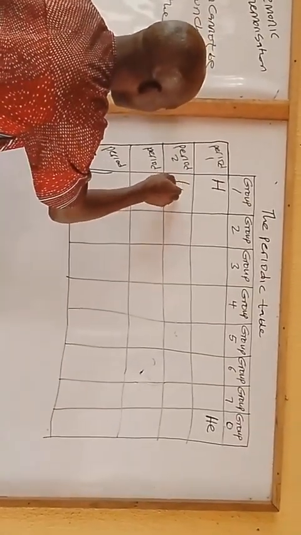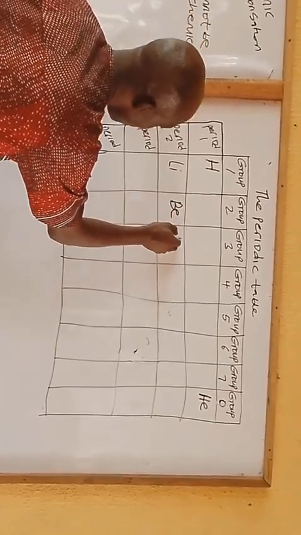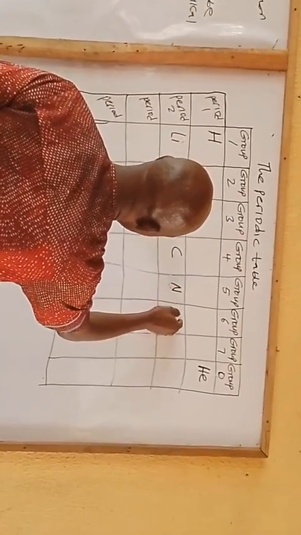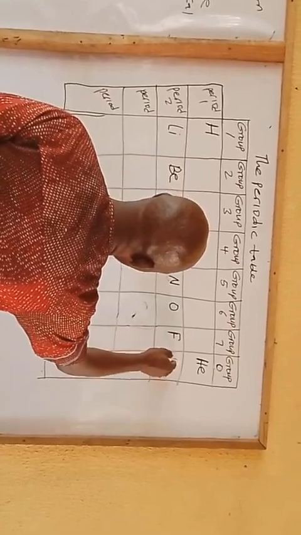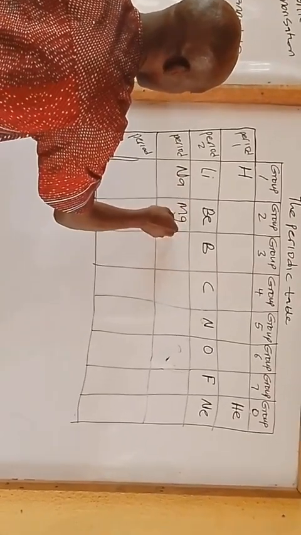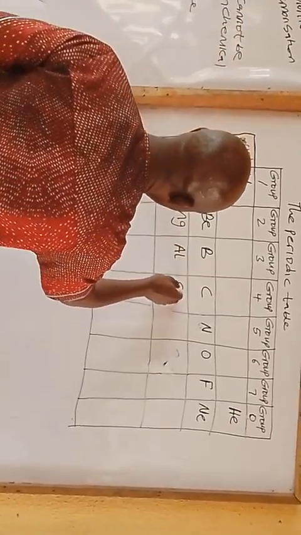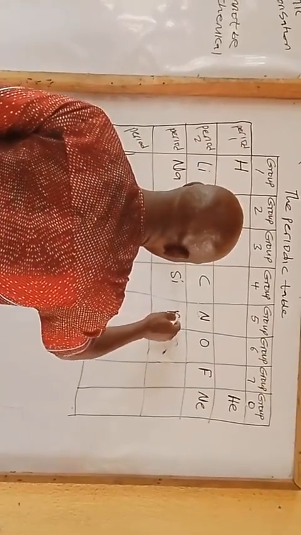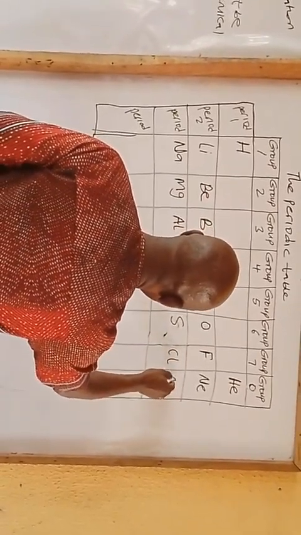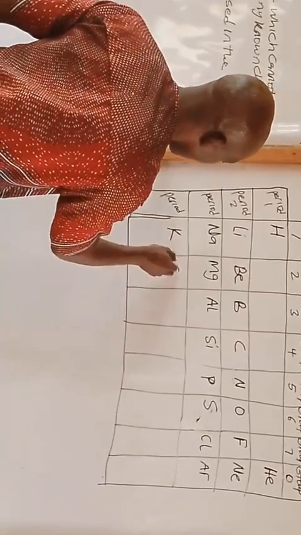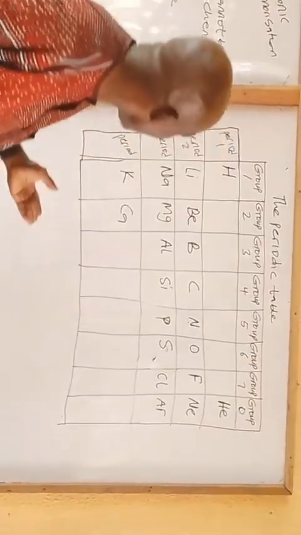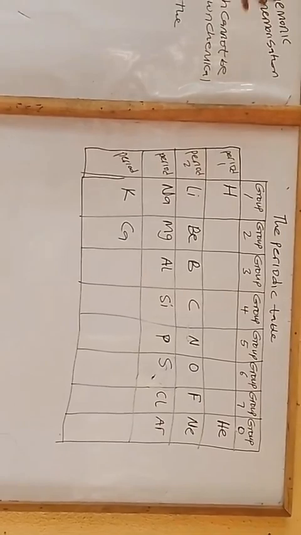Next one is lithium, beryllium, boron, carbon, nitrogen, oxygen, fluorine, neon, sodium, magnesium, aluminium, silicon, phosphorus, sulfur, chlorine, argon, potassium, and calcium.